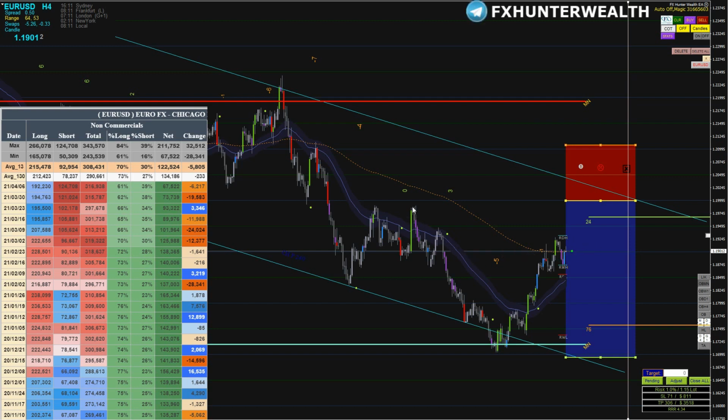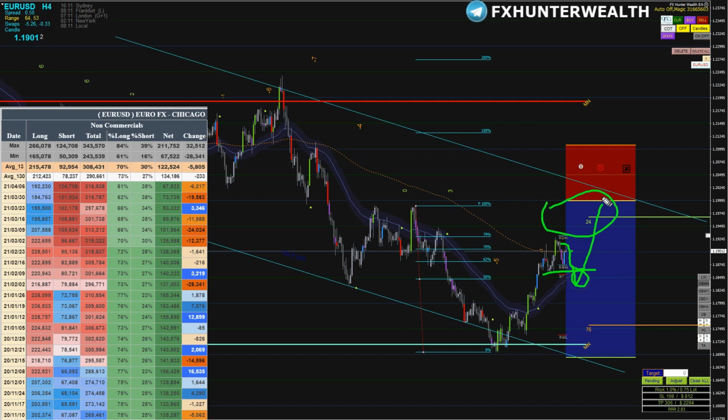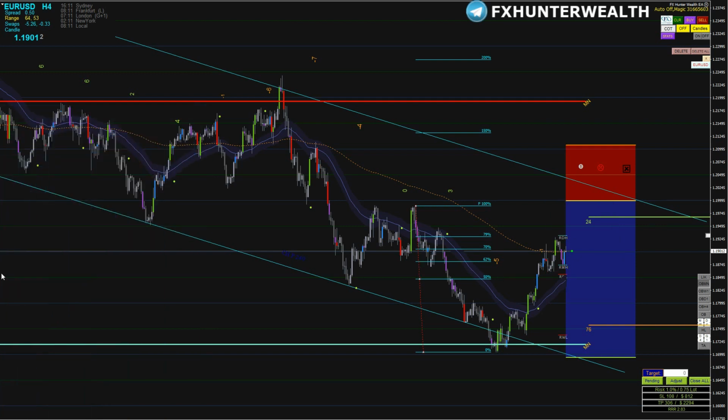Yes, true is that this correction is actually almost 79%, which is quite good to entry. But what I'm thinking is that we will see some move down. It will attract more sellers and it will create more liquidity higher. And then if the price comes there, then we'll see a proper short. And that's the one I want to wait for.